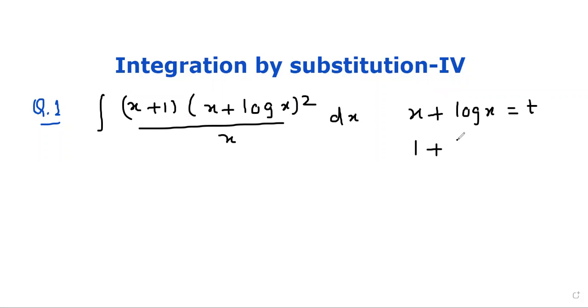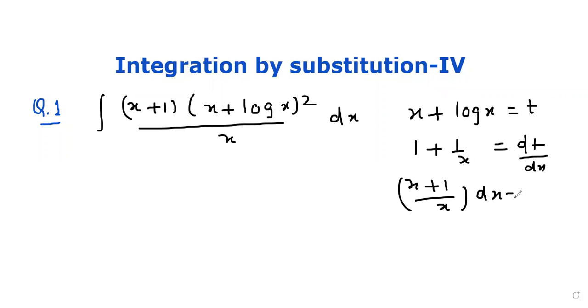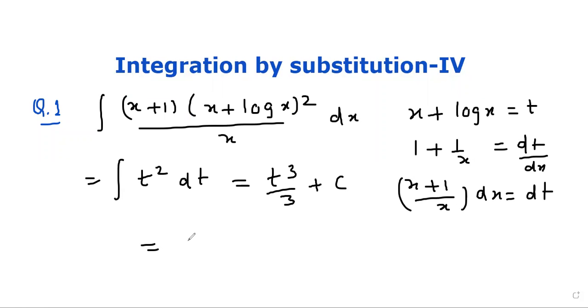This will give 1 plus 1 upon x equal to dt upon dx, or (x plus 1) upon x dx equal to dt. Here, (x plus 1) dx upon x is present. It means we will get t square dt, which will become t cubed by 3 plus c, which is equal to (x plus log x) whole power 3 divided by 3 plus c. Question number 2.